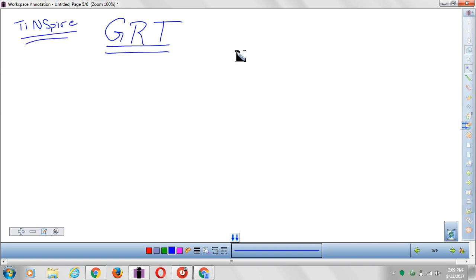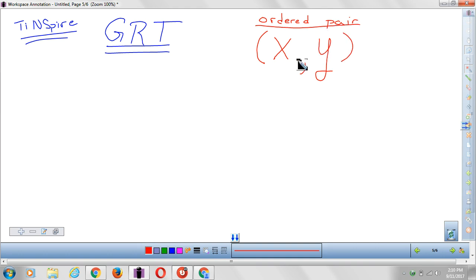And the way it works is based on a very simple concept, and many math students have seen this before, that if you have two numbers in parentheses and they're separated by a comma, usually the number on the left is the letter X and the number on the right is the letter Y. Most of us have seen that. It's called an ordered pair. And usually this is associated with graphing. And guess what? It's also going to be associated with graphing in our TI-Nspire calculator.